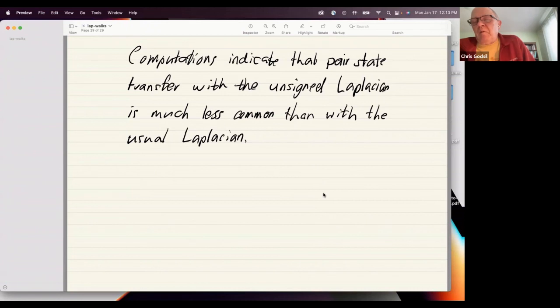I mean, one natural class of states to look at would be stars, which would be another version of vertex state transfer, like the edges on a vertex.